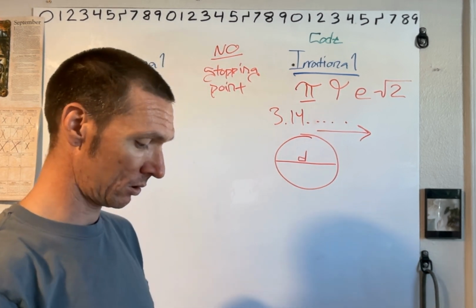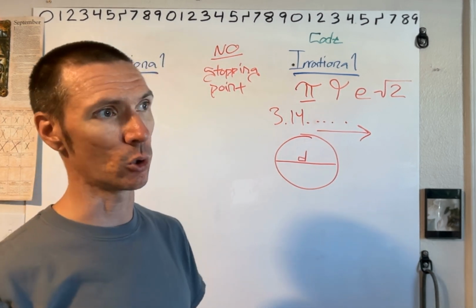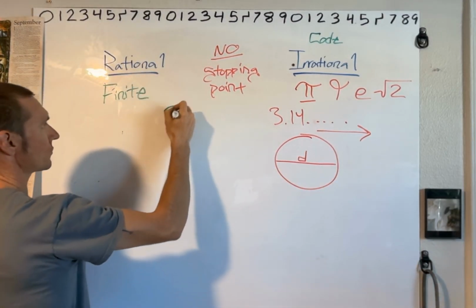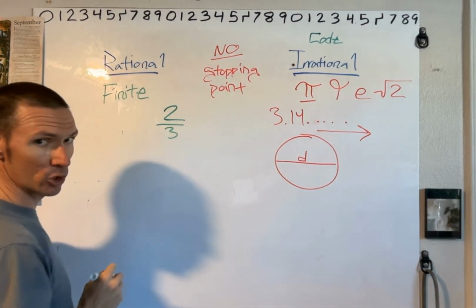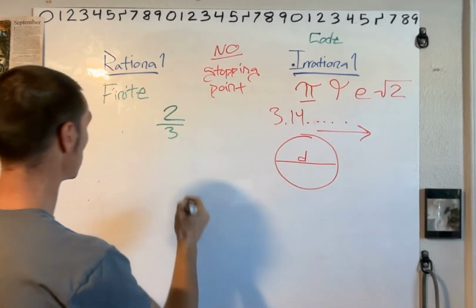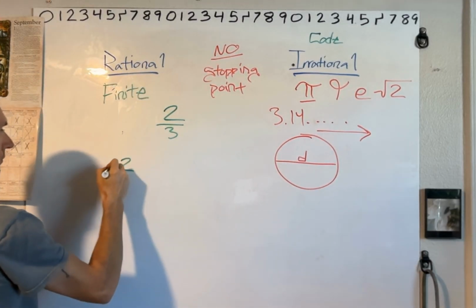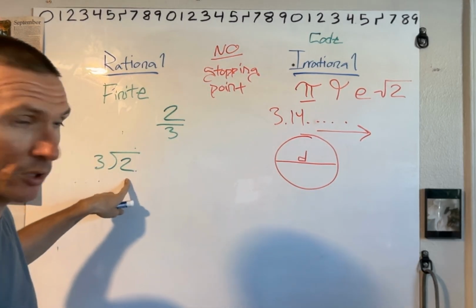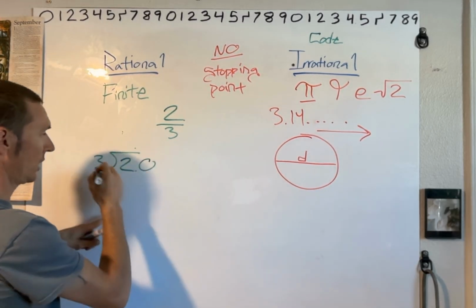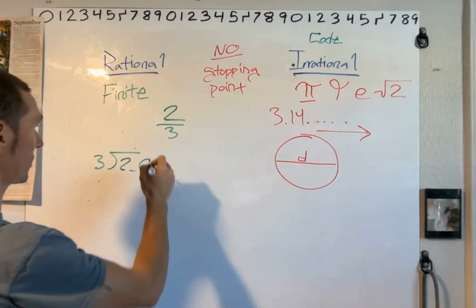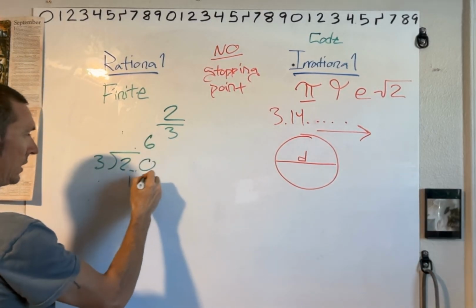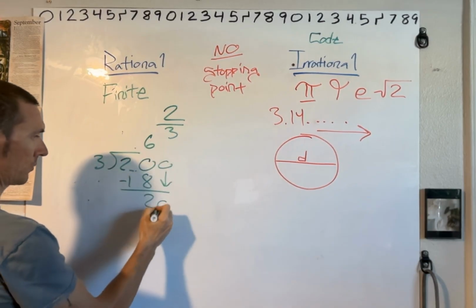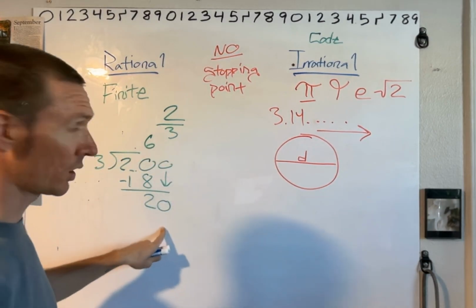A repeating number, it's always easy to do, would be like 2 over 3, right? 2 divided by 3. How many times does 3 go into 2? It doesn't. How many times does 3 go into 20? 6. 18 minus equals 2. How many times does 3 go into 20? 6.